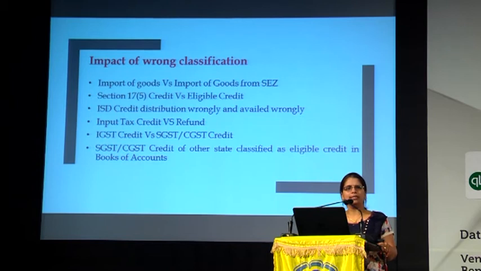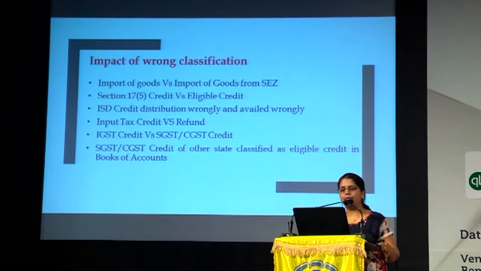Only the method of utilization will go wrong if you are classifying SGST, CGST as IGST. As we all are very clear, IGST should be used in a specified manner, first for IGST, then CGST and SGST. If it is CGST credit, it should be used first for CGST payable and IGST payable. If it is SGST credit, it should be used for SGST payable and IGST payable. So there is a specified mechanism for that, and that will go wrong if you do misclassification here. So we have to look into this classification and its impact.